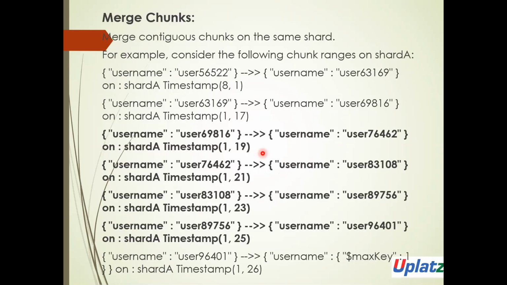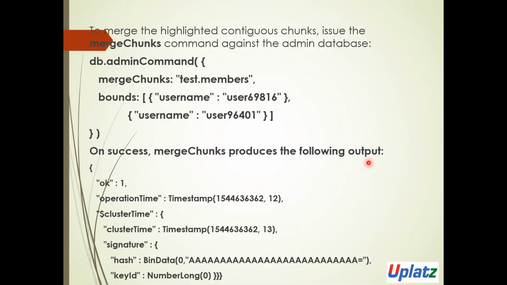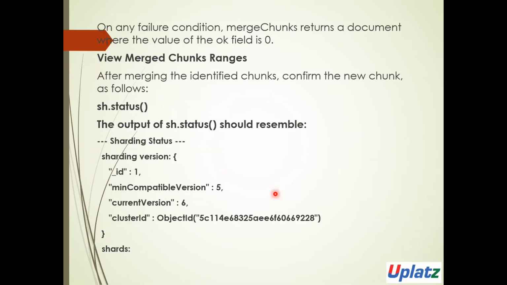So basically, this is how we can merge. So I'm merging this and this. So in shard A in our single server, I'm merging this. So to merge the highlighted contiguous chunks, we need to use the mergeChunks command against the admin database. So in my admin database, I'm telling mergeChunks, which is like test.members. So my bounds are like username. So with the help of this username, it should insert.